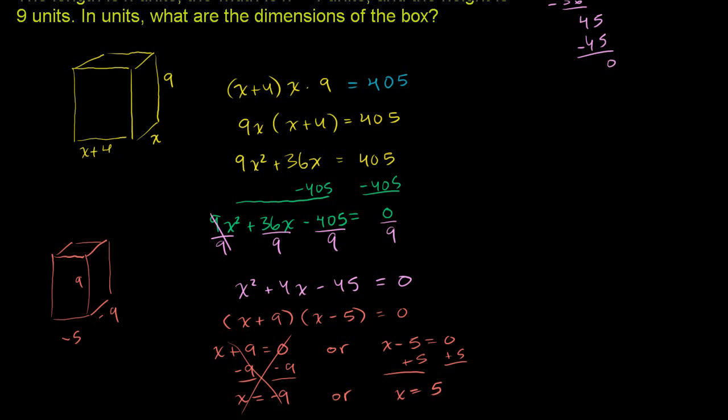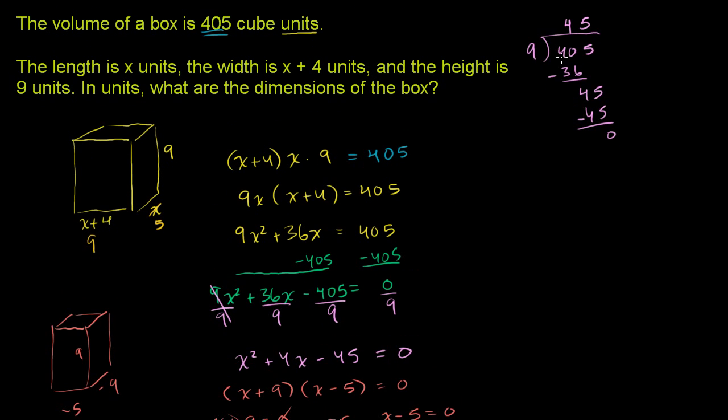So let's see what happens with x equals 5. If x equals 5, x plus 4 is 9, and this dimension right here is going to be 5. That seems pretty reasonable for our reality. Let's verify that this does end up with a volume of 405. 9 times 5 is 45, times 9 is indeed 405. We just figured that out over here, that 45 times 9 is 405. So we're done.